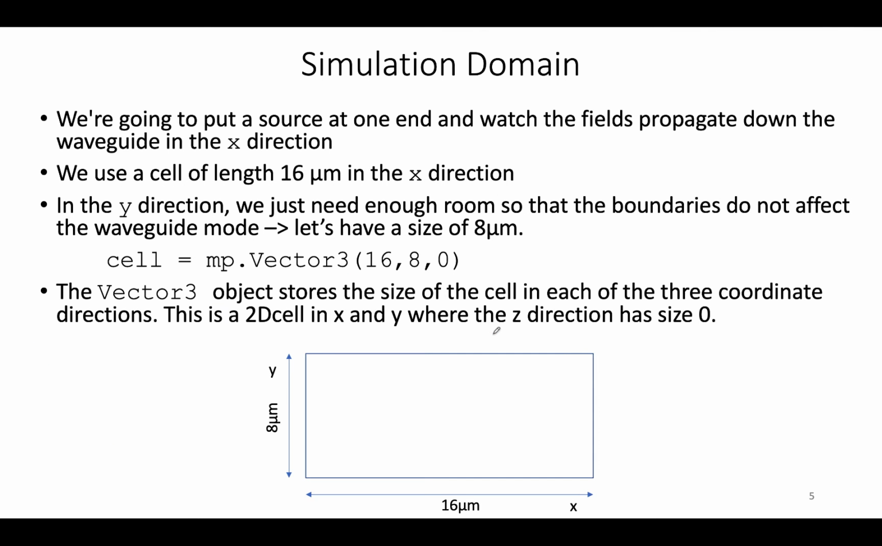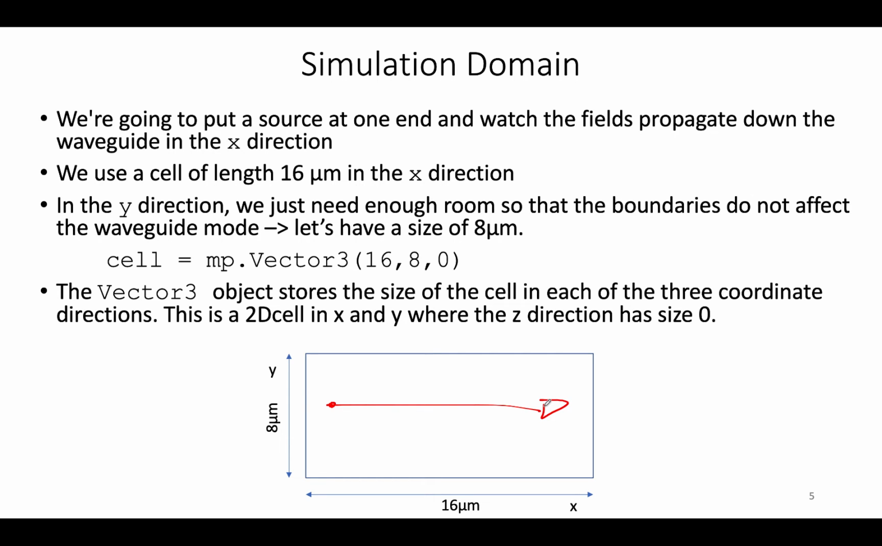The first step in designing a simulation in MEEP is to define the simulation domain. We're going to put a source at one of the ends, and watch the field propagate down the waveguide in the x direction. So in this case, what we're going to do next is to put a source here, and then we will look at the wave propagating in the x direction.